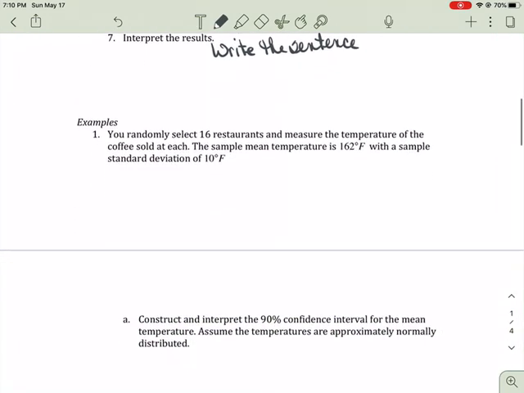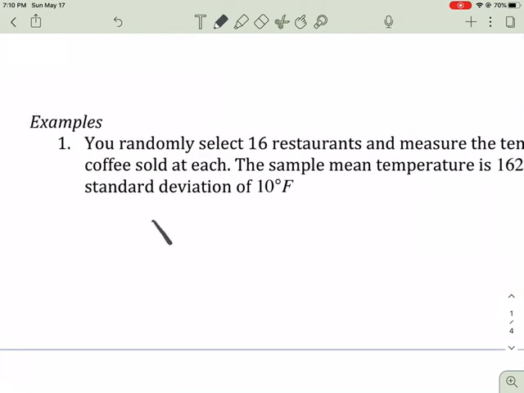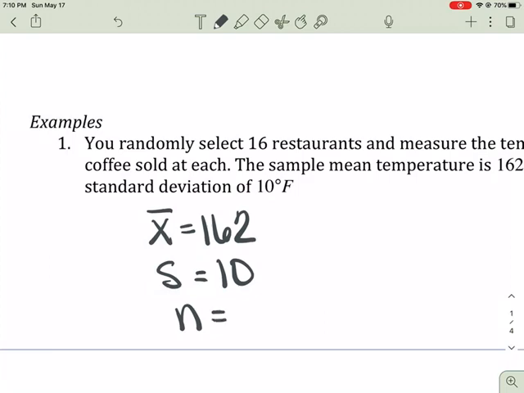Okay, so let's take a look at a problem. We're going to randomly select 16 restaurants and measure the temperature of coffee sold at each. So we could be doing Dunkin's, Starbucks, McDonald's, Wendy's, Burger King, the diner, any place. The sample mean of the temperatures is 162 degrees Fahrenheit with a sample standard deviation of 10. Before we get into constructing our intervals, let's state our x bar, which is 162, our s, which is 10, our n, which is 16, and let's find our degrees of freedom, which would be 16 minus 1, or 15.